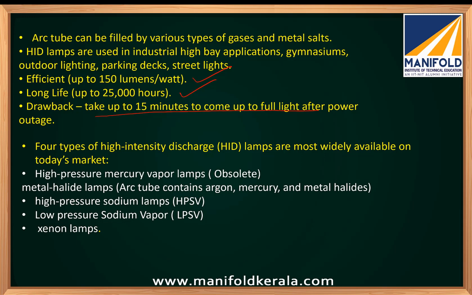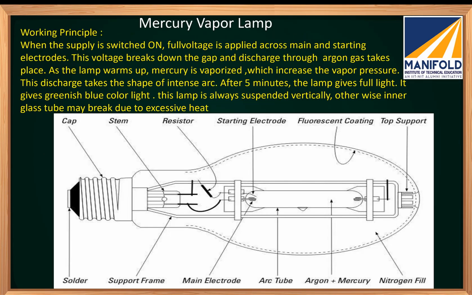There are 4 types of HID lamps. The first one is the high pressure mercury vapor lamp. Nowadays they are becoming obsolete, outdated. Metal halide lamps: the arc tube contains argon, mercury and some metal halides, whereas a mercury vapor lamp only contains one inert gas and mercury. Then high pressure sodium lamps, low pressure sodium lamps and xenon lamps. So these are the different types of HID, high intensity discharge lamps: high pressure mercury vapor, metal halide, low pressure sodium, high pressure sodium vapor and xenon lamps.